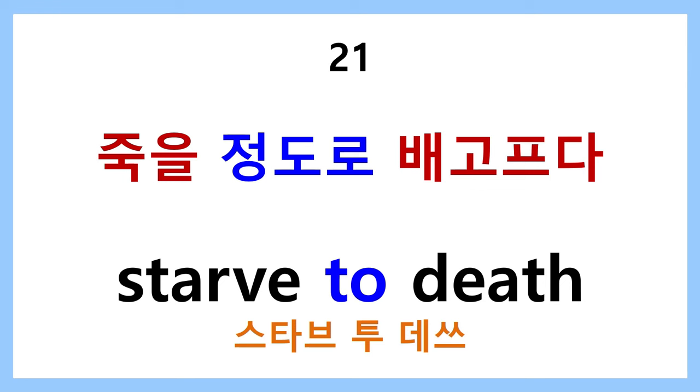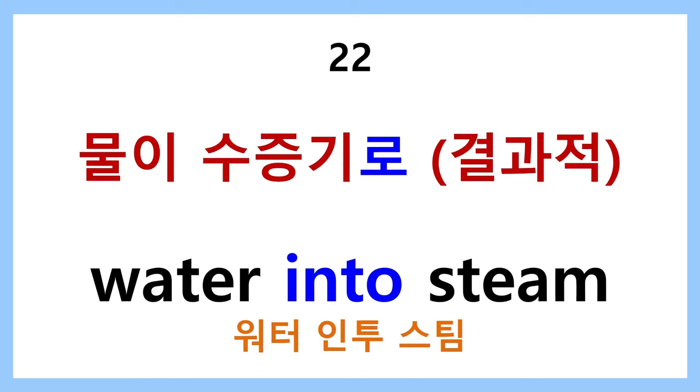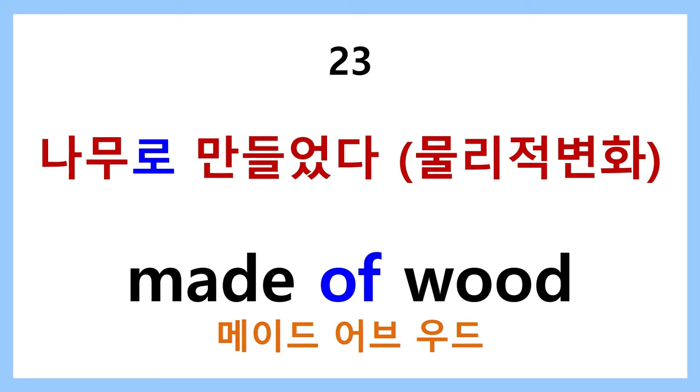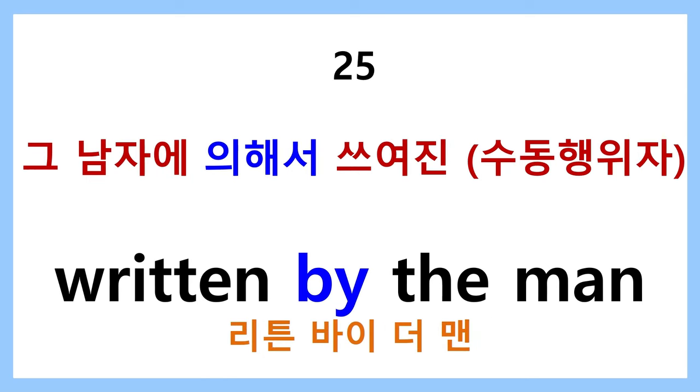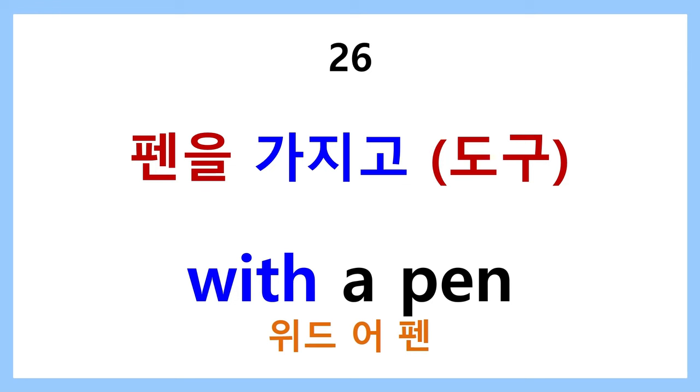Starve to death, 죽을 정도로 배고프다. Water into steam, 물이 수증기로, 결과적. Made of wood, 나무로 만들었다, 물리적 변화. Made from grapes, 포도로 만들었다, 화학적 변화. Written by the man, 그 남자에 의해서 쓰여진, 수동 행위자. With a pen, 펜을 가지고, 도구.